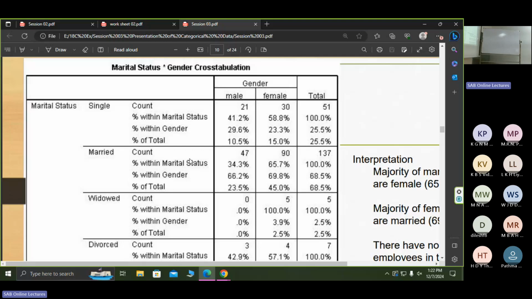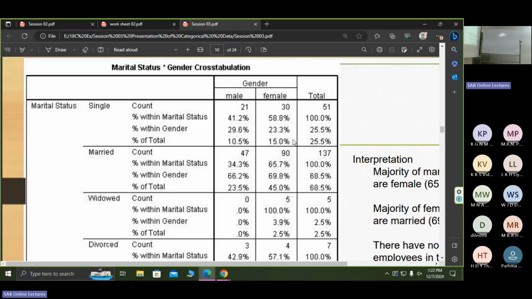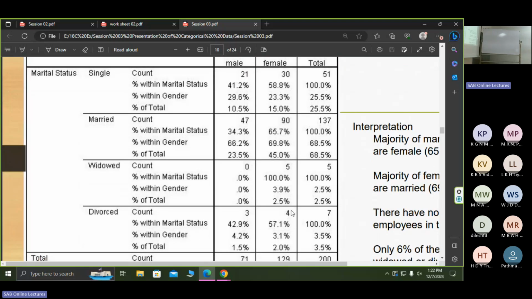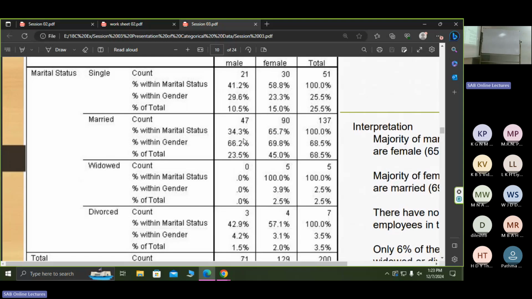Then this one is the married category. Then 34.3% within marital status. We can say 34.3% of married employees are male. Now here, within gender, it means 66.2% of male employees are married. Now clear? Then here we can say that the majority of the female employees are married. No? Female category: single 30, married 90, widowed 5, divorced 4. Okay, so the majority of female employees are married. Other way, there is no widowed male employee. That is the way we can interpret any result.